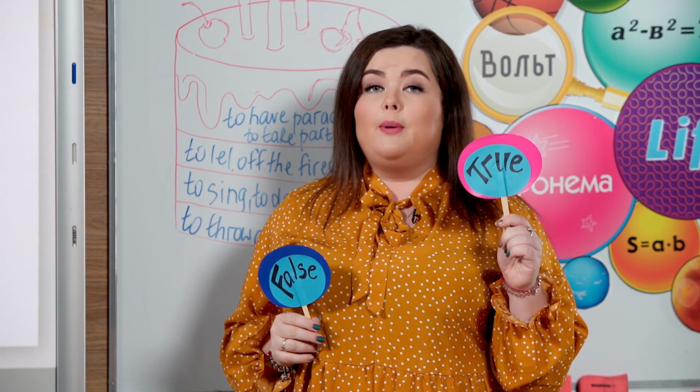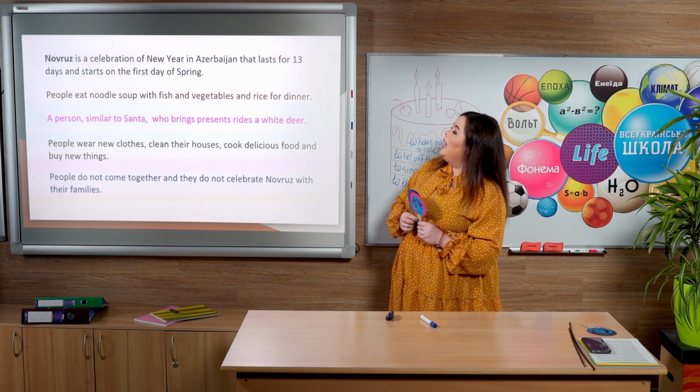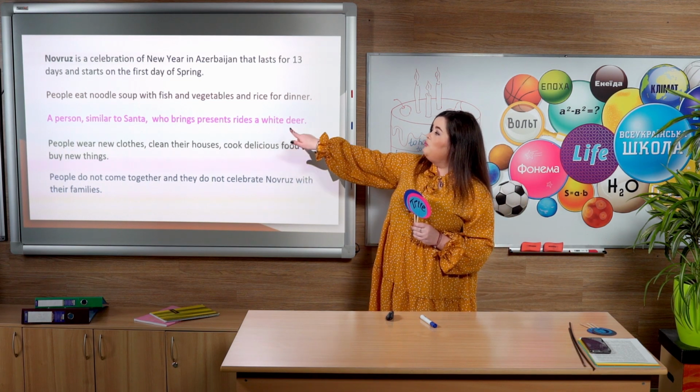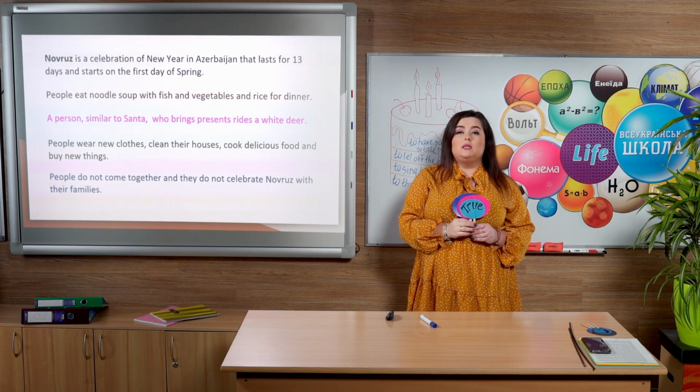True. A person similar to Santa who brings presents rides a white deer.